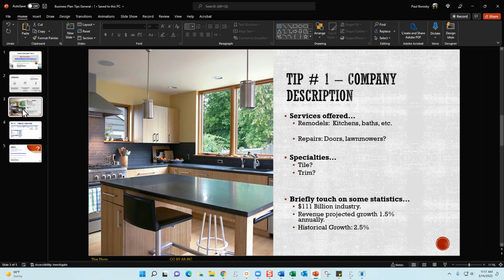Also, when you put that information in there, you're showing that you're an industry expert. You've done the research. Yes, you know how to remodel kitchens. Yes, you know how to remodel bathrooms.